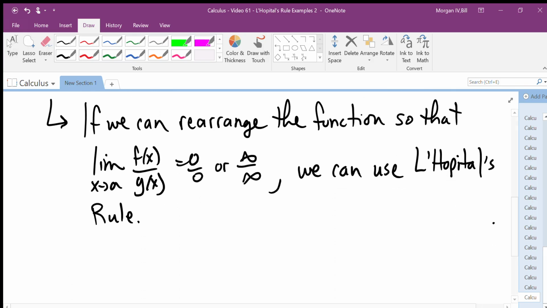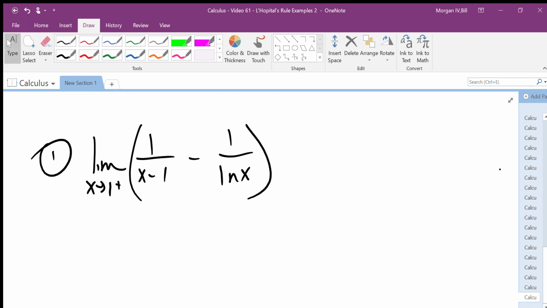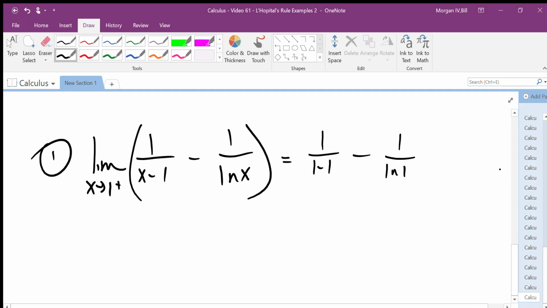So let's start with this example here. All right. Again, like always, let's just do some direct substitution. Let's plug in the 1 coming from the right-hand side. If I do direct substitution, I get 1 over 1 minus 1 minus 1 over the natural log of 1. That would be 1 over 0. Minus natural log of 1 is 0. That's 1 over 0, which is infinity, and 1 divided by 0 is infinity.